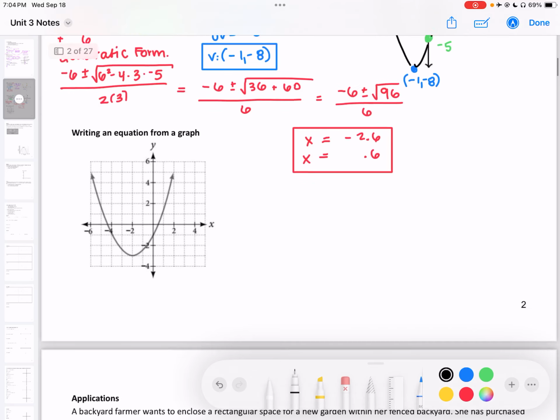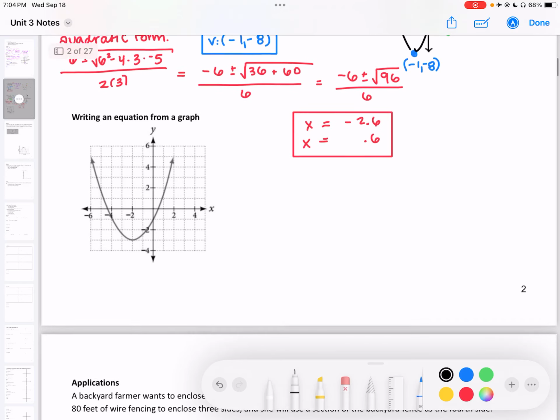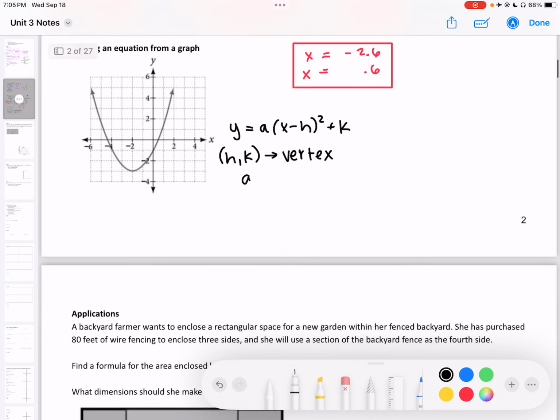Now, what if you want to write an equation from the graph? That's going to mean starting with your vertex, right? We talked about there being a form of the equation using vertex form, and it looks like this. Y equals a, x minus h squared plus k, where h, k is your vertex. So this is a good starting point. A is your stretch factor.